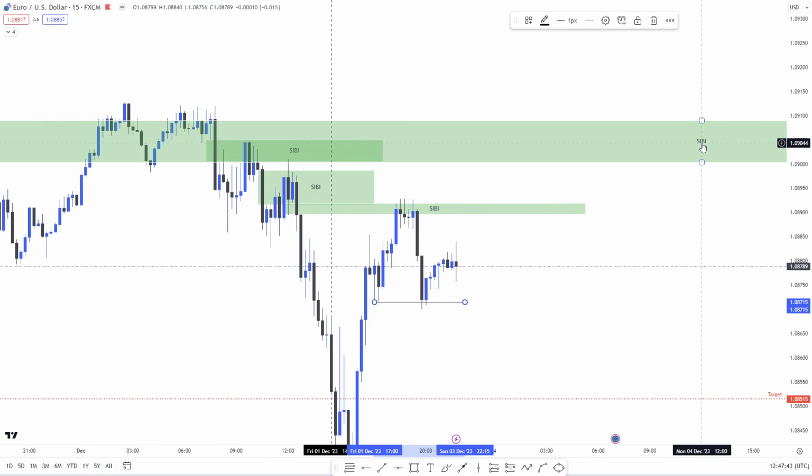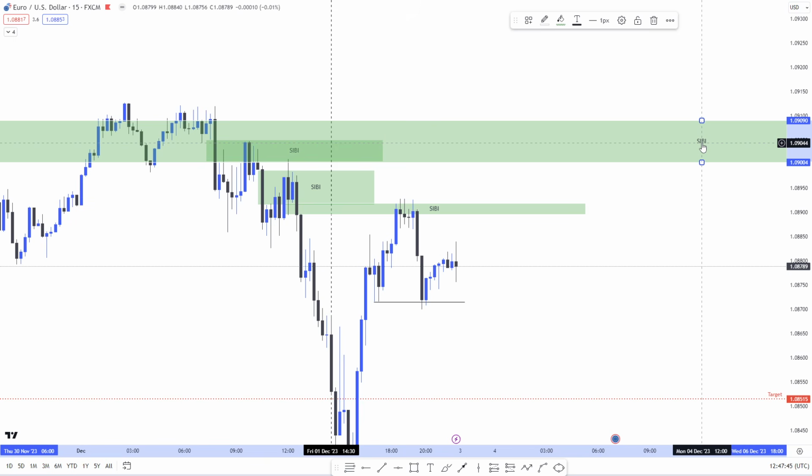Chapter 1, 4-hour time frame, area of inefficiency. Chapter 2, area of inefficiency on a 15-minute time frame. Chapter 3, entry within it. Chapter 4, entry within the next area of inefficiency. Chapter 5, area within the next area of inefficiency. Why this area of inefficiency and not this area of inefficiency within here?